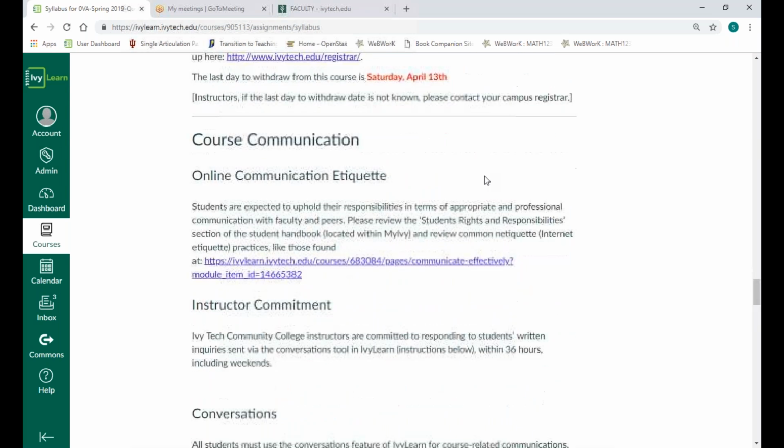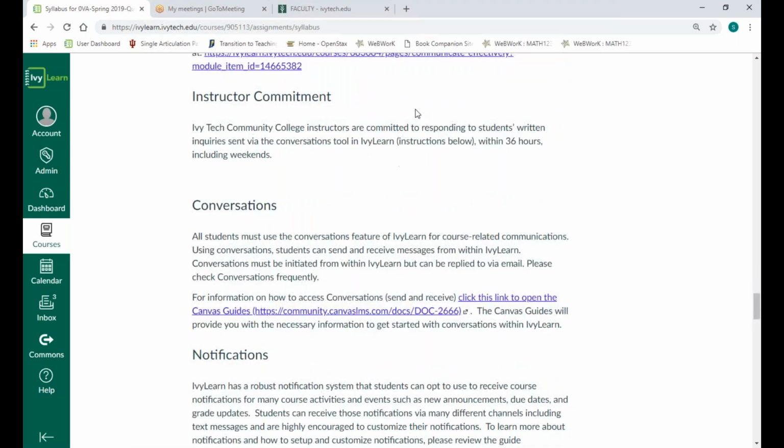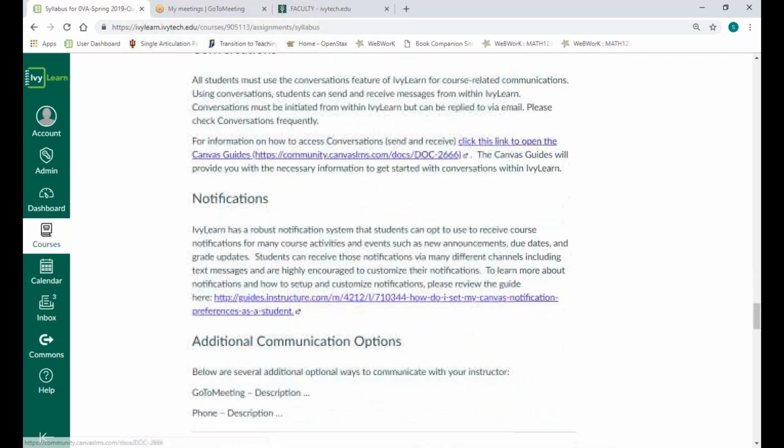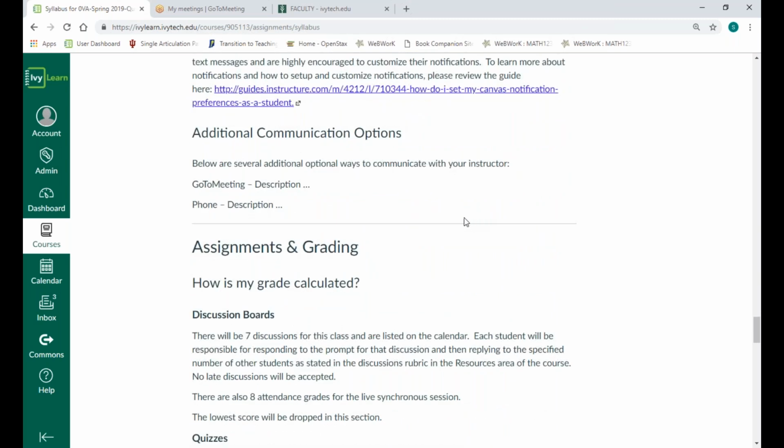Okay, and then just keep in mind online communication etiquette. I will try to get to you within 36 hours. I'm usually much quicker on that, which drives my husband kind of nuts. But like I said, if you send me a screenshot of something, I'll try to help you as soon as I possibly can. Okay. I will be posting things in the announcements section. So I do believe you also get an email that there is an announcement out there, but check it often.